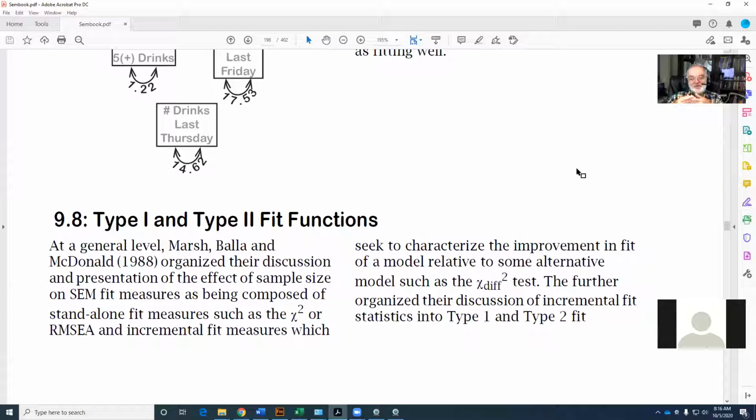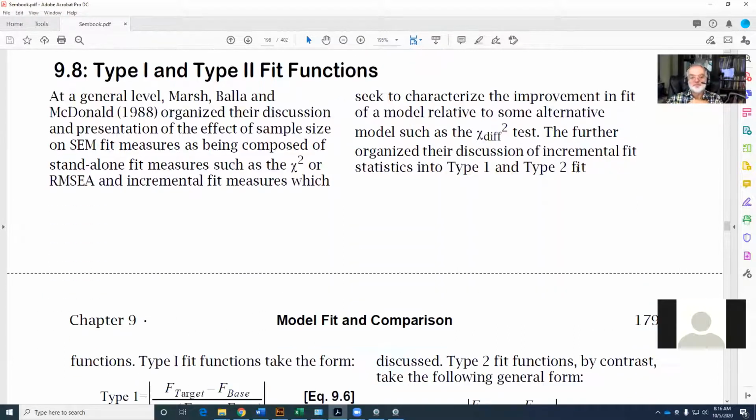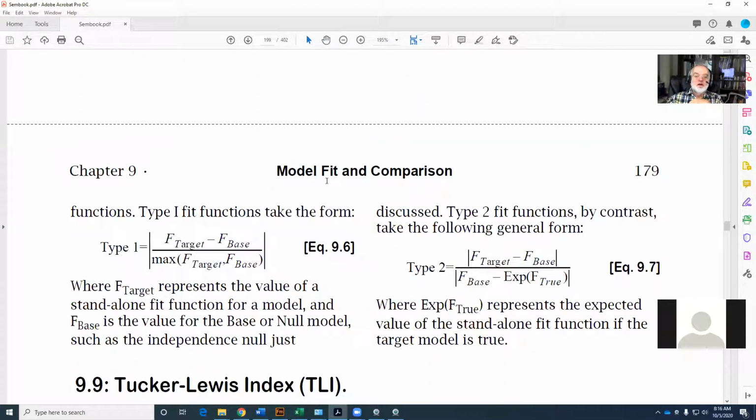When you look at an SEM program, you'll see a lot of fit measures. And so I'm surveying those for you and giving you an idea of their general rationale. The 2 types of fit indices that we have follow this little format. A type 1 fit index looks at some measure of fit for a more complex model minus some measure of fit for a base model or a simpler model. And we're going to divide that by whichever is larger.